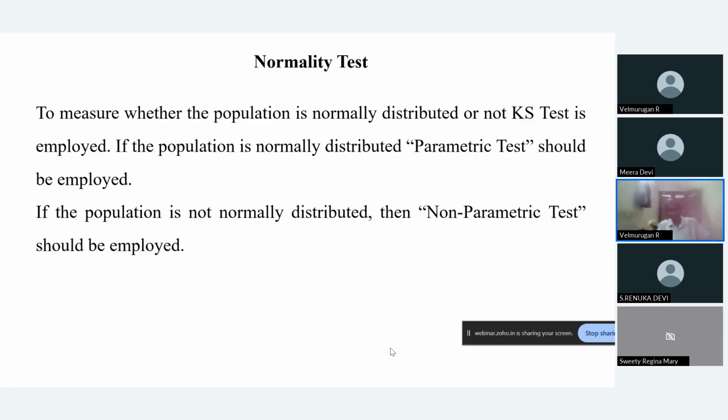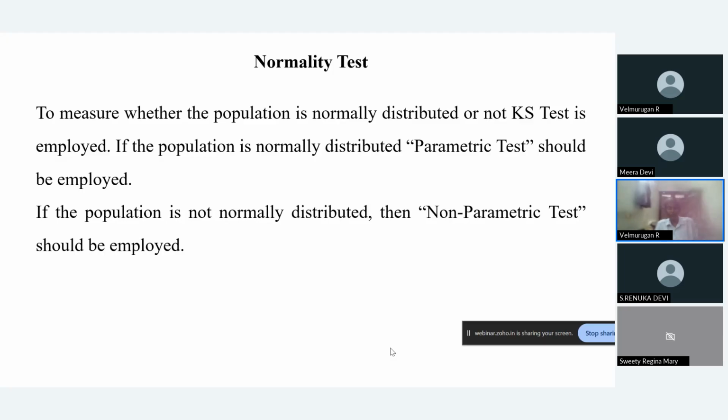Before identifying whether to employ parametric or non-parametric, we should measure the normality test. The purpose of employing a normality test is to identify whether the population is normally distributed, to measure whether our collected data is normally distributed. You can employ a normality test, for which there are two methods of computing normality.